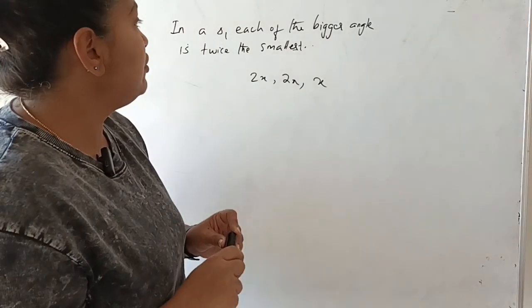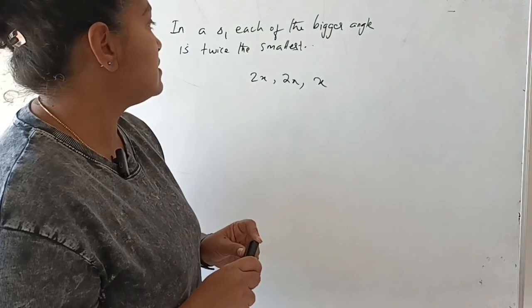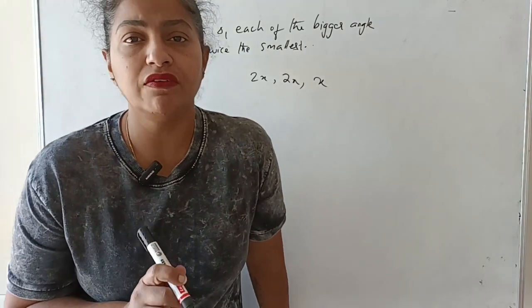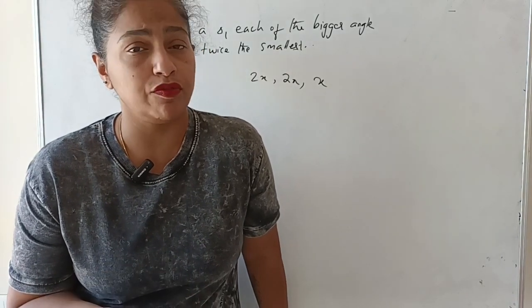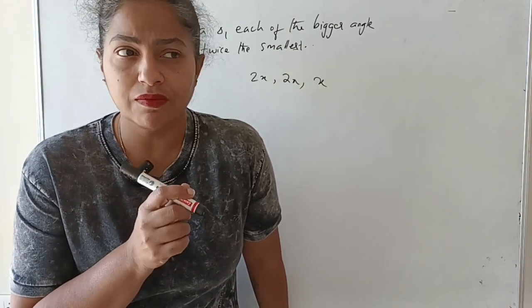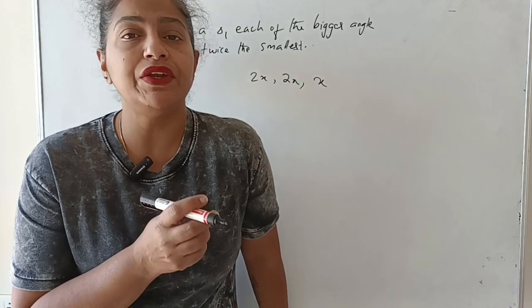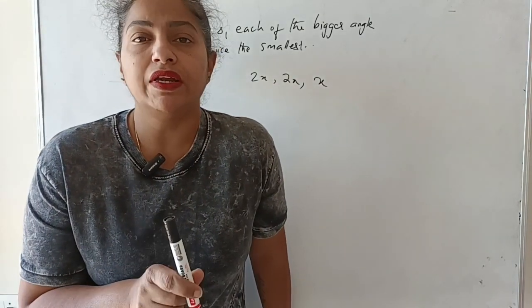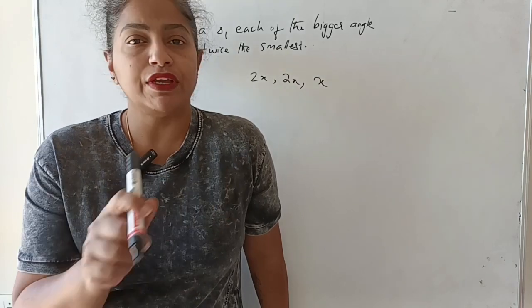In a triangle, each of the bigger angles is twice the smallest. Find the value of each of the angles. You are familiar with this kind of question. It is very commonly seen in many of the reference books, as well as, I think, the NCERT book. You will take the angles as 2x, 2x and x, and the sum of them is equal to 180. You find the value of x and then find the value of the angles.